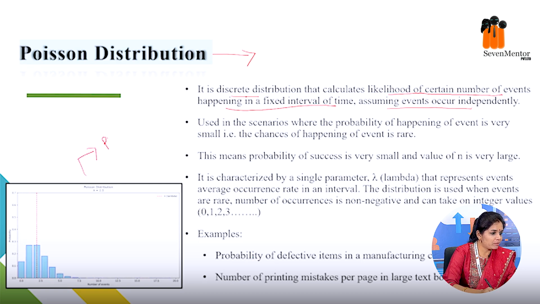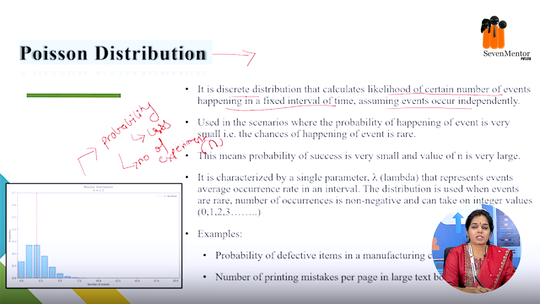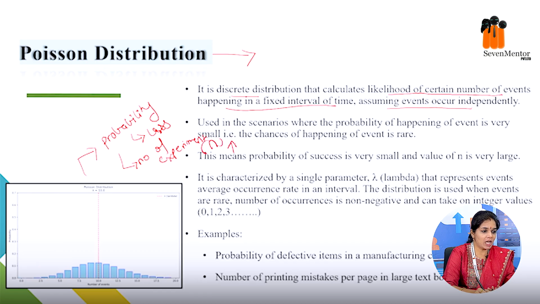Here, the probability of an event occurring or getting the outcome is very, very less, and the number of experiments, N, is a large number. So here the Poisson distribution is considered. Okay, so now let's see the theoretical things.